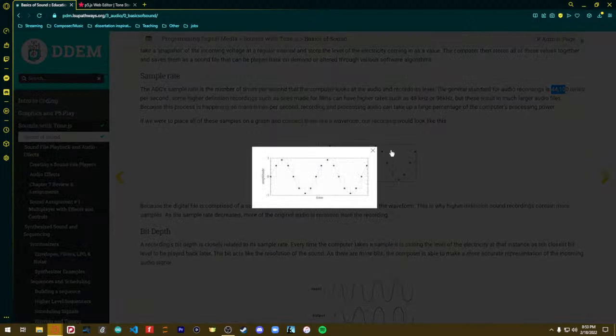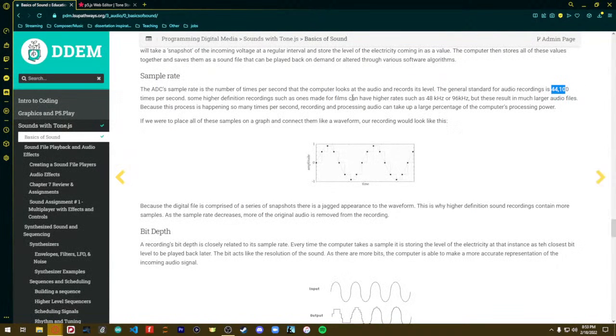A lot of high def things, higher definition recordings, movies, films can have higher audio recording frequencies, but this does increase the size of the audio file. Remember, if you had a 60-second audio clip, it would be 44,100 numbers versus 96,000 numbers. So again, we can adjust the size.